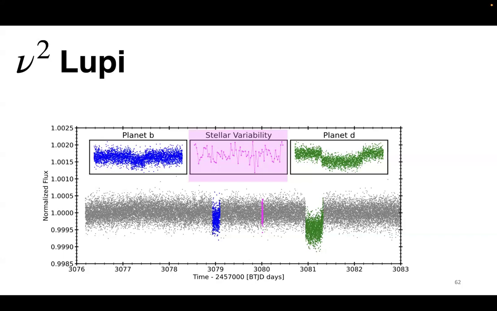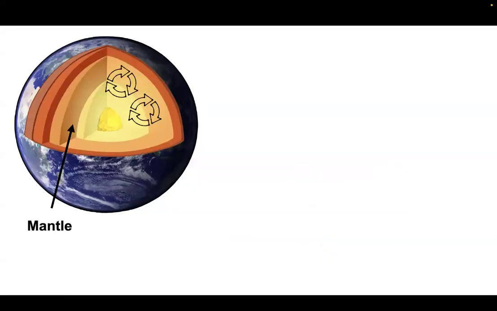But what I want to tell you about is how we were able to use the stellar variability to redefine some of the system parameters and get a really precise age for the star. To do this, we used asteroseismology.